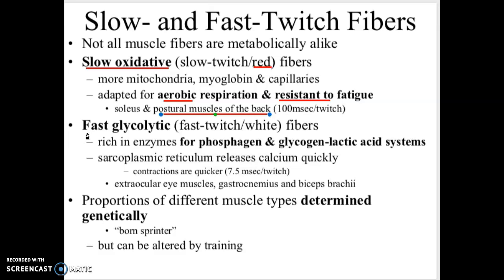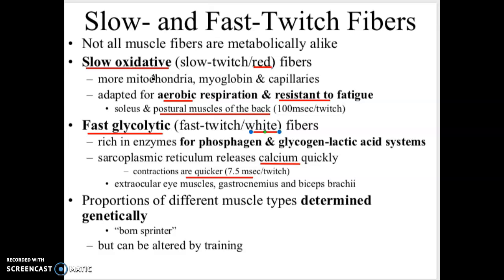The other type are called fast glycolytic, and these are very quick because of the way that their sarcoplasmic reticulum works. The sarcoplasmic reticulum is responsible for releasing calcium. So in the fast glycolytic fibers, the calcium gets released a lot faster, so the contractions can be quicker. They appear red and white under the microscope because of the different enzymes in different parts of the cells.